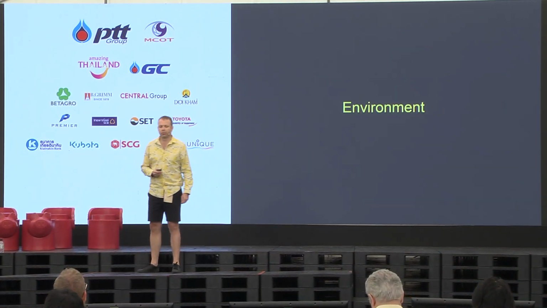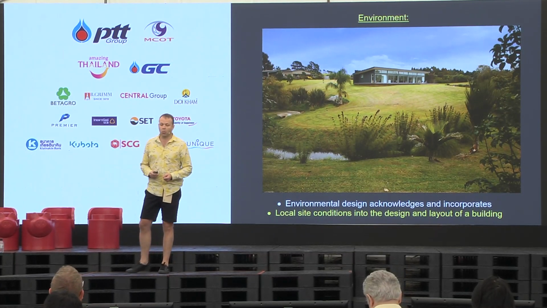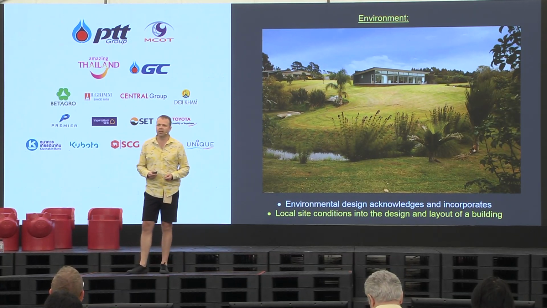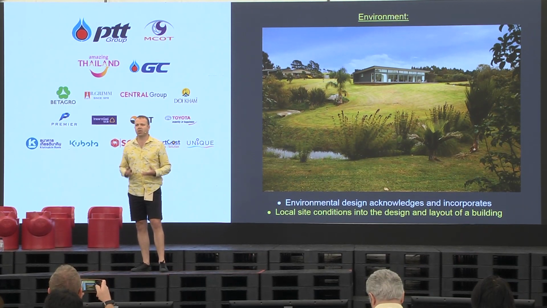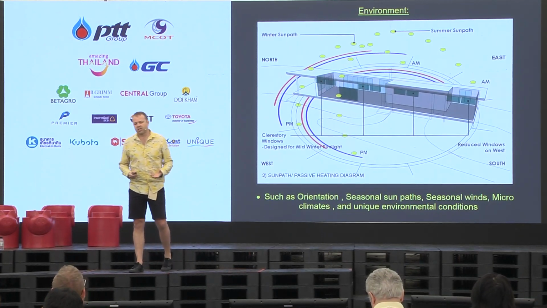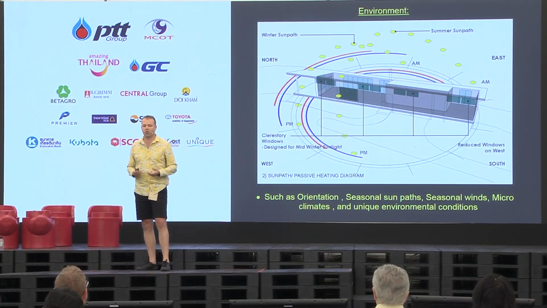Environment, point 2. Environmental design acknowledges and incorporates local site conditions into the site and layout of a building. It's looking at a site and seeing what is unique about that specific site. How is the architecture going to respond to that? Such as orientation, seasonal sun paths, seasonal winds, microclimates, and unique environmental conditions.